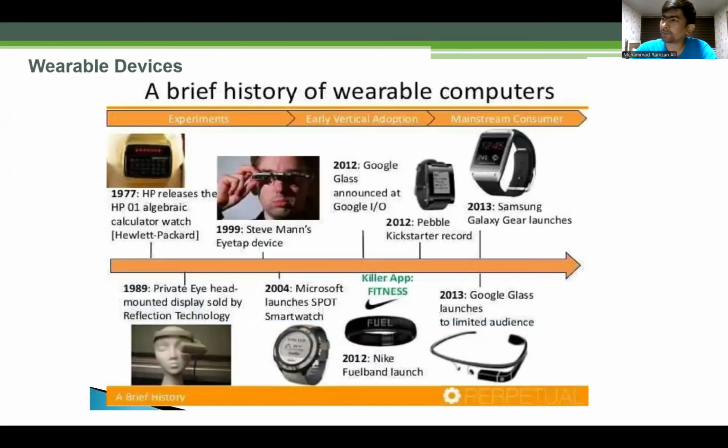So next, if you look at this slide, there are wearable devices. Wearable computer development is categorized into three stages. First, experiments: early on, in 1977, HP released the HP-01, a calculator watch, and in 1999 there was the iTab device. In 2012 there was Google Glass, and in 2012 there was also a watch that you can record with.